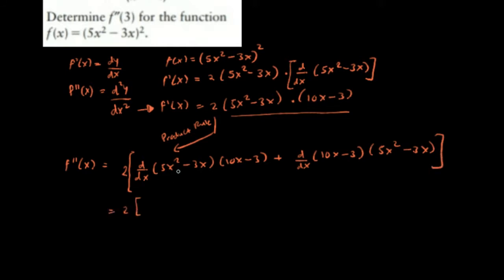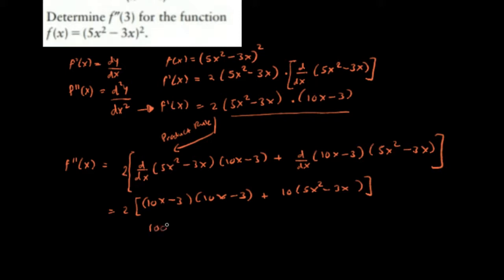And in this case, we basically get the derivative of 5x squared minus 3x. So we're going to get 10x minus 3 times 10x minus 3, plus the derivative of 10x minus 3, which is 10, times 5x squared minus 3x. Okay, and what you could do is expand this out, right? So this is kind of like a squared minus b squared.